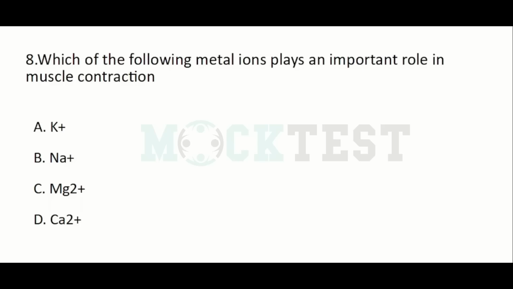Which of the following metal ions plays an important role in muscle contraction? Option A, K+; option B, Na+; option C, Mg2+; option D, Ca2+. Option D, Ca2+. Ca2+ plays an important role in muscle contraction.